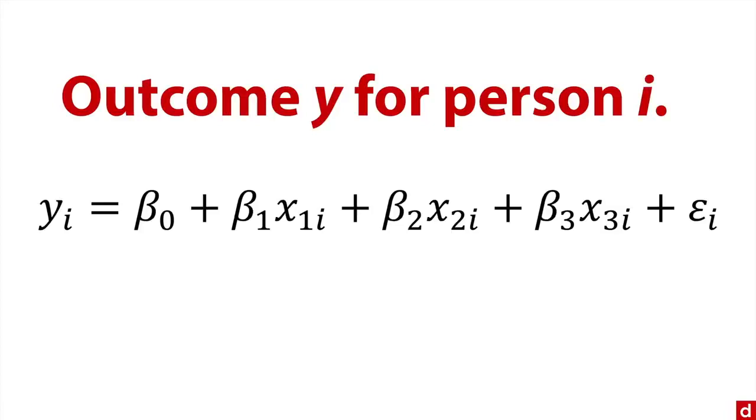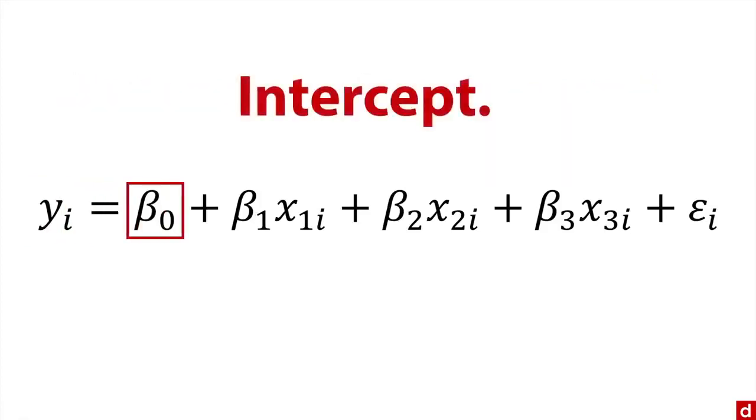So here's outcome Y for person i. This letter right here is a Greek beta, and it represents the intercept or the average. That's why it has a 0, because we don't multiply it times anything.